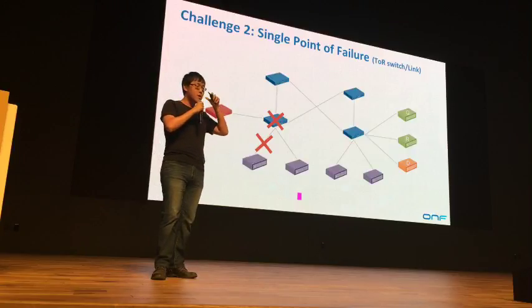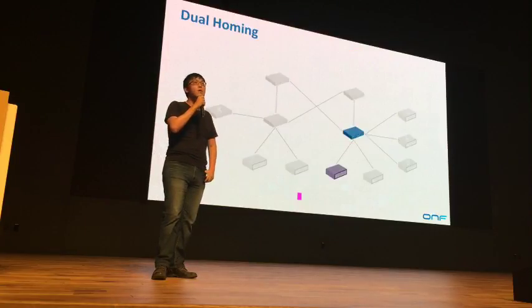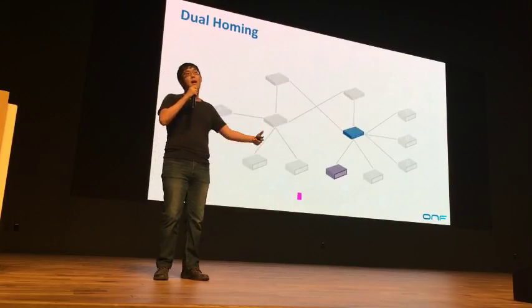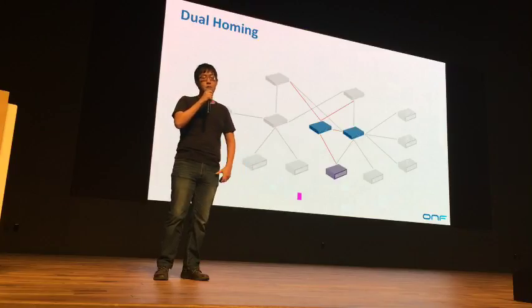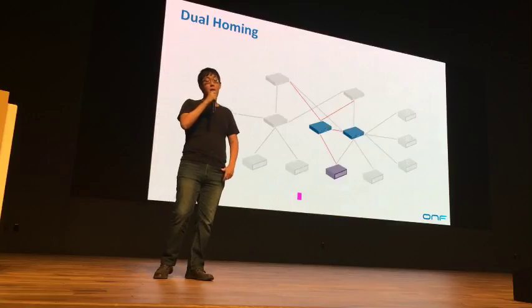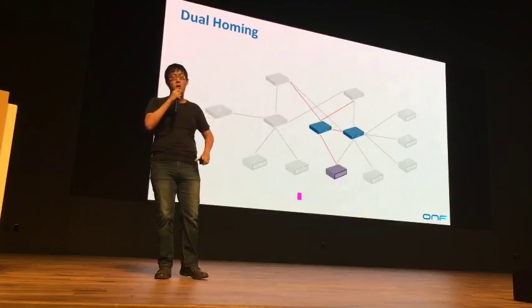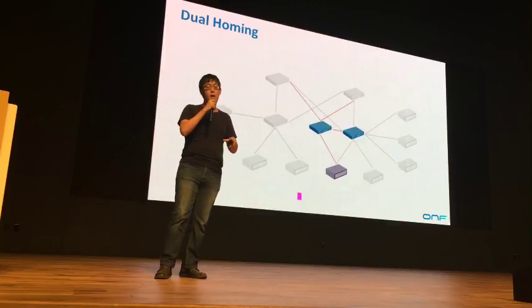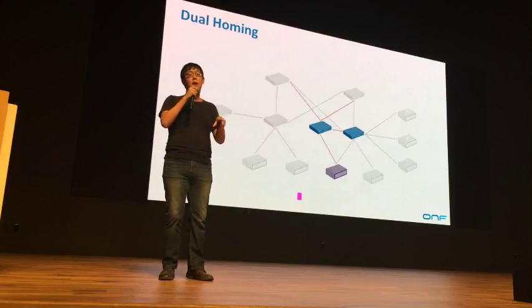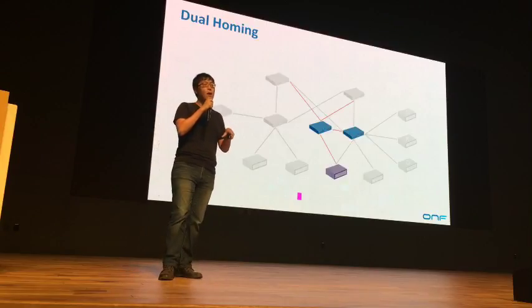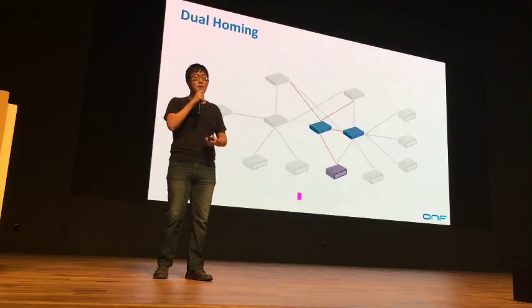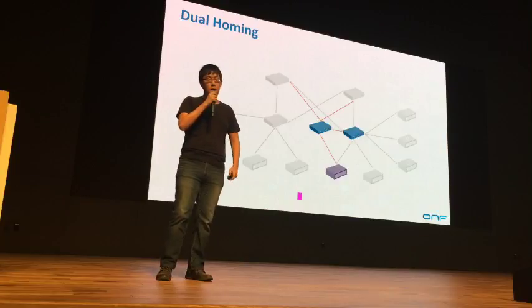In order to address this problem, we recently introduced a feature called dual homing. Basically, we add a second top-of-rack switch, like this. The second top-of-rack switch, the one on the left-hand side, also connects to both spine switches, and there is also a link from the new TOR switch to the host. You can also see this link between these two, which we call leaf pairs. I will talk about the use of this link between these leaf pairs later.